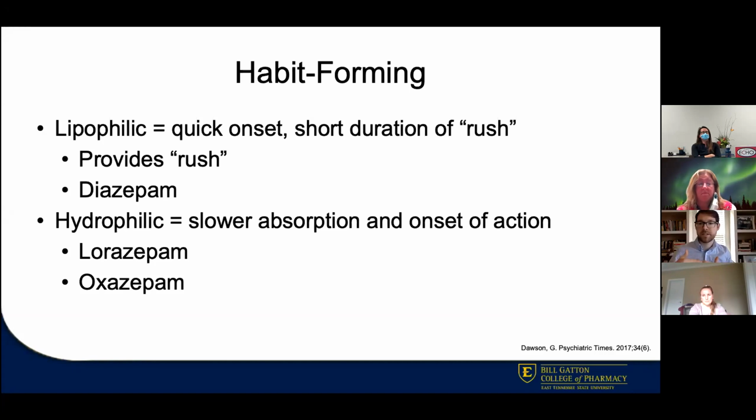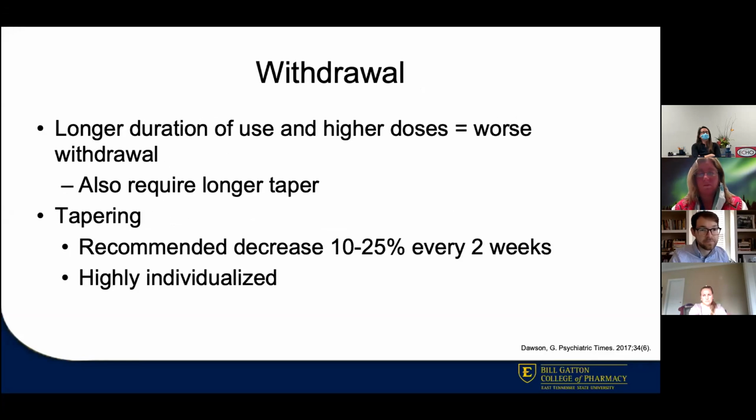So diazepam is considered a longer acting benzodiazepine, but that rush that patients feel is very quick and goes away relatively quickly. The more hydrophilic ones, such as lorazepam and oxazepam, have a little bit slower absorption and onset of action, but these are also generally considered to be shorter duration as well.